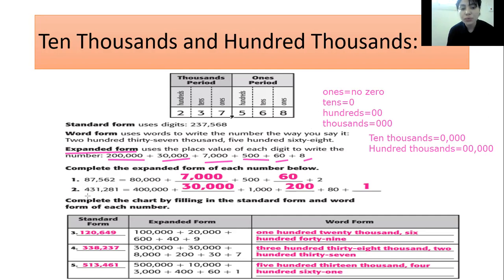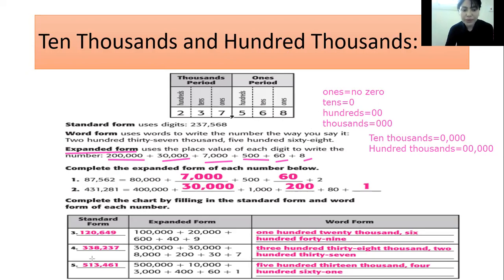And the 4. What is the place value of 400? So it is 400,000. How many 0 in the 400,000? It is 5 zeros. Complete the chart by filling in the standard form and word form of each number.